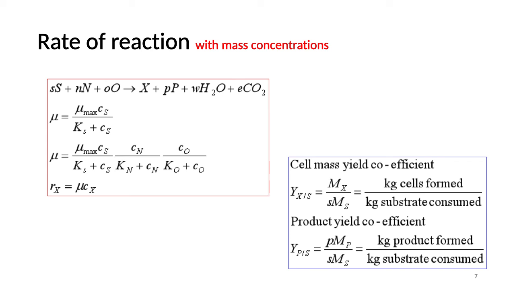In biological reactions, we usually specify the yield coefficients. Yxs is the cell mass yield coefficient and Yps is the product yield coefficient. They are defined with molar mass m and stoichiometric coefficients. In the same way, you can define Ypo, Ypn and so on.